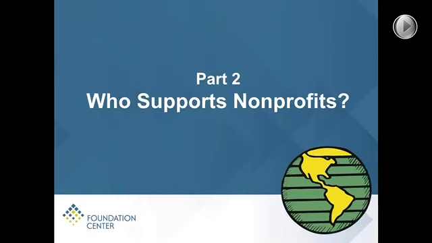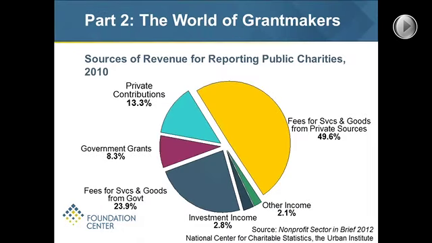So let's take a look at who supports nonprofit organizations, because a lot of people are often surprised by this statistic. This is a chart put together by the Urban Institute's National Center for Charitable Statistics, and it shows here that most of the money that supports nonprofits in the U.S. comes from fees for services from private sources. That surprises a lot of people, because almost 50% of the money comes from that.